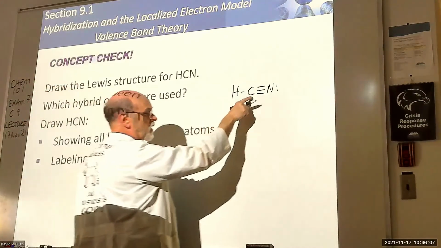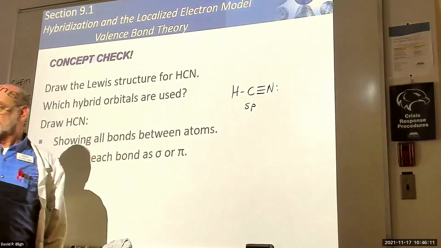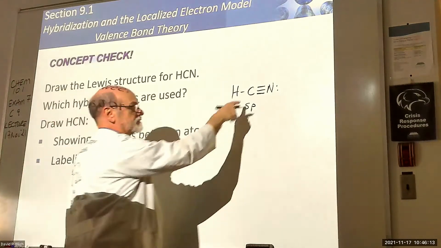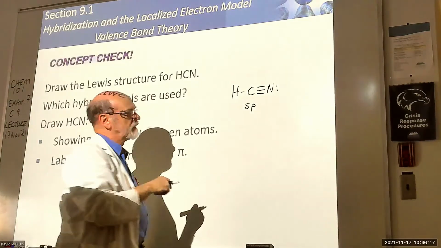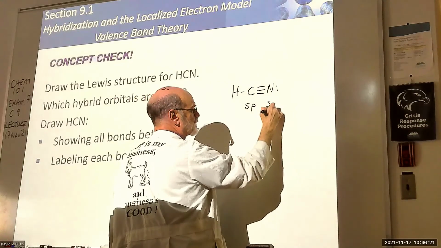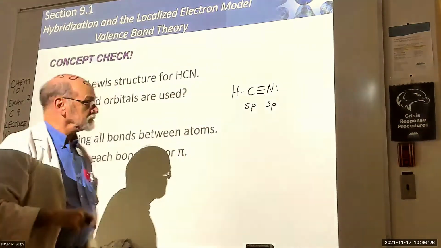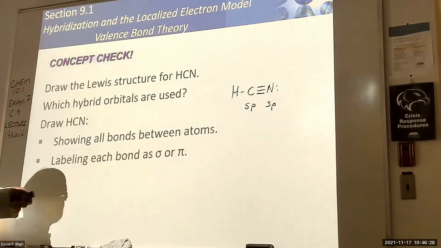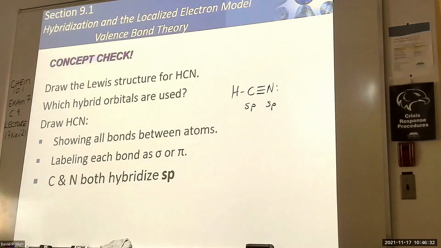That means that carbon has to be sp hybridized, okay, to give us a linear structure with 2 groups. Nitrogen also is sp hybridized, 2 groups. Yep, they're both sp hybridized.